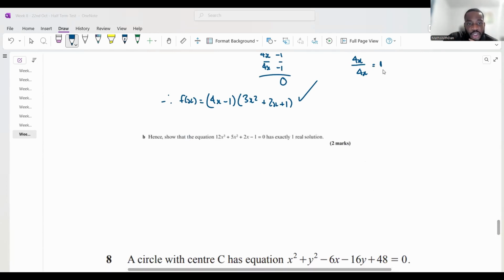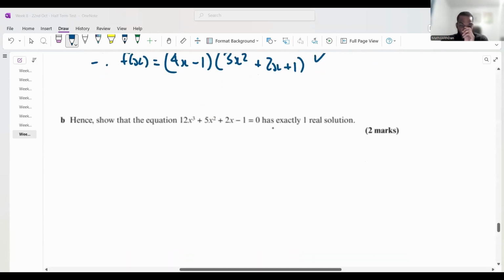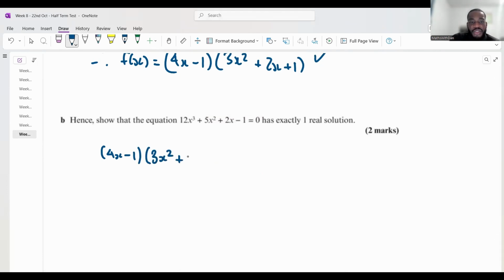Next one, it says, hence, show that the equation 2x cubed plus 5x squared plus 2x minus 1 is equal to 0 has exactly one real solution. Well, it says hence, so let's use what we did before, right? We figured out that that there is the same as 4x minus 1, bracket 3x squared plus 2x plus 1, is equal to 0. Well, it has only one solution, apparently. We need to show that.